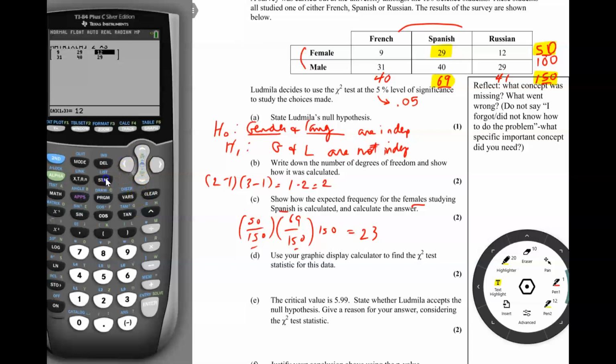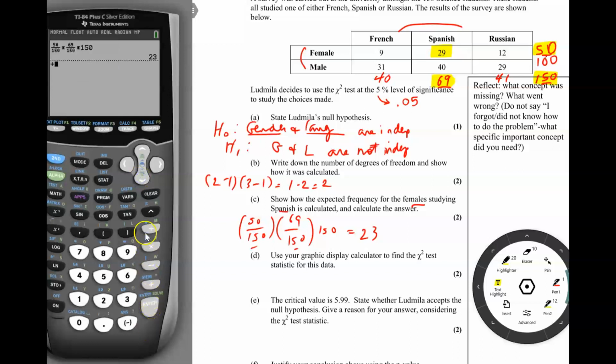Now what we're going to do is stat tests, and then we're going to go to the bottom, and there's chi-squared, which is option C. And then it says the observed matrix is A. Yeah, that's where we put the observed data, so that's fine. The expected matrix is B. The calculator is going to fill that in. Color doesn't matter. And then we go down to calculate.